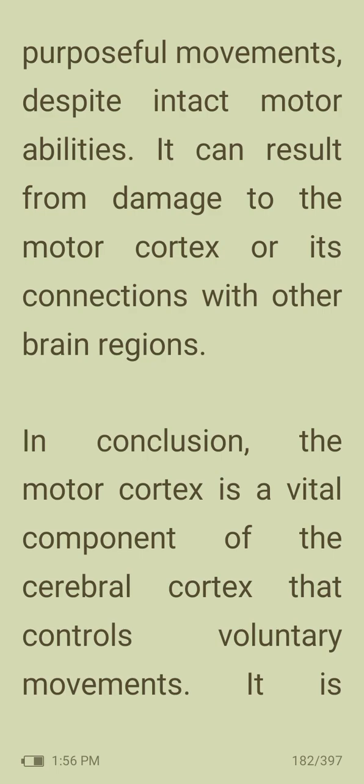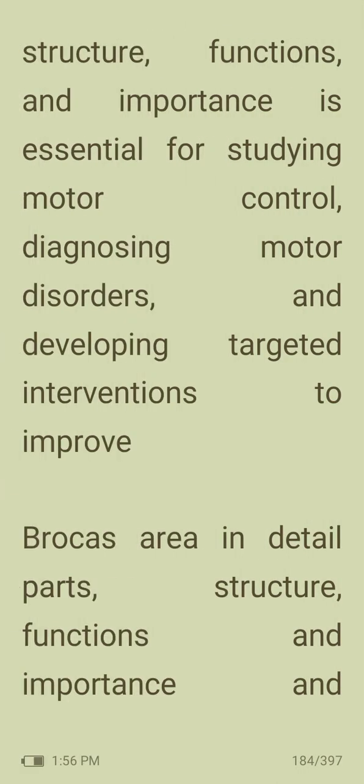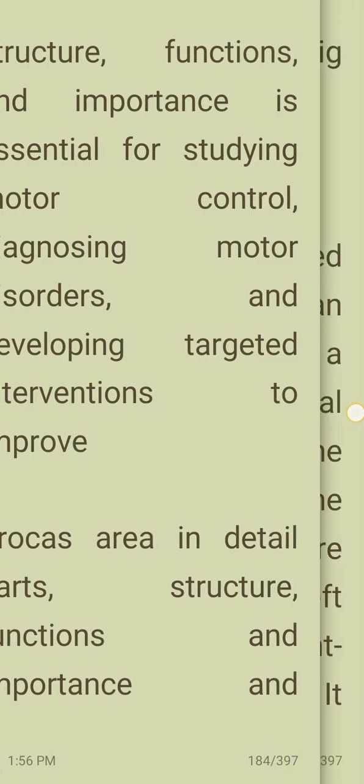So, in conclusion, the motor cortex is a vital component of the cerebral cortex that controls voluntary movements. It is responsible for motor planning, execution, and coordination, allowing us to perform a wide range of motor tasks. Dysfunction or damage to the motor cortex can result in motor impairments and disorders that affect movement and coordination. Understanding the motor cortex structure, function, and importance is essential for studying motor control, diagnosing motor disorders, and developing targeted interventions to improve health. Next, Broca's area.